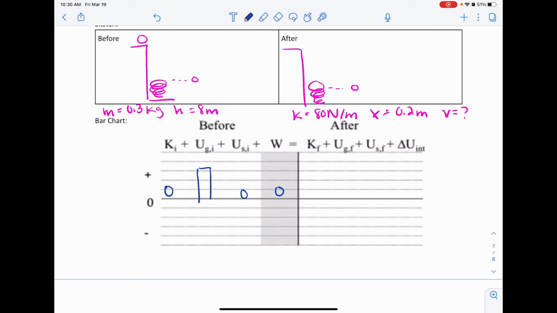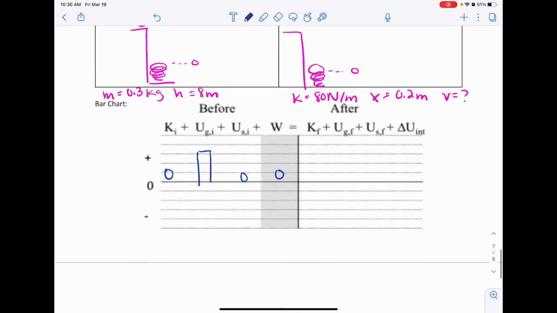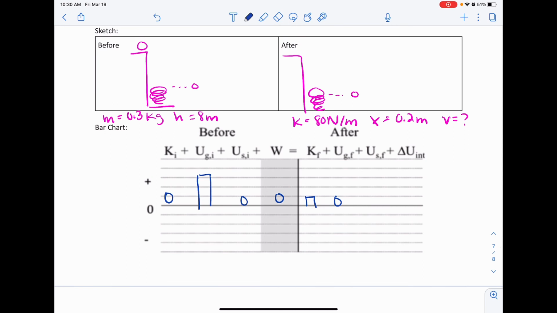And then after, it's still moving, right? It asks how fast it's moving. So it has some kinetic energy. It has no gravitational because it's now at the lowest point, okay? And again, we can set our 0 wherever we want. So I like to set my 0 at the lowest possible point. It definitely has elastic because it compresses that spring. And there's no internal because there's nothing warming up or deforming. So here's our bar chart.